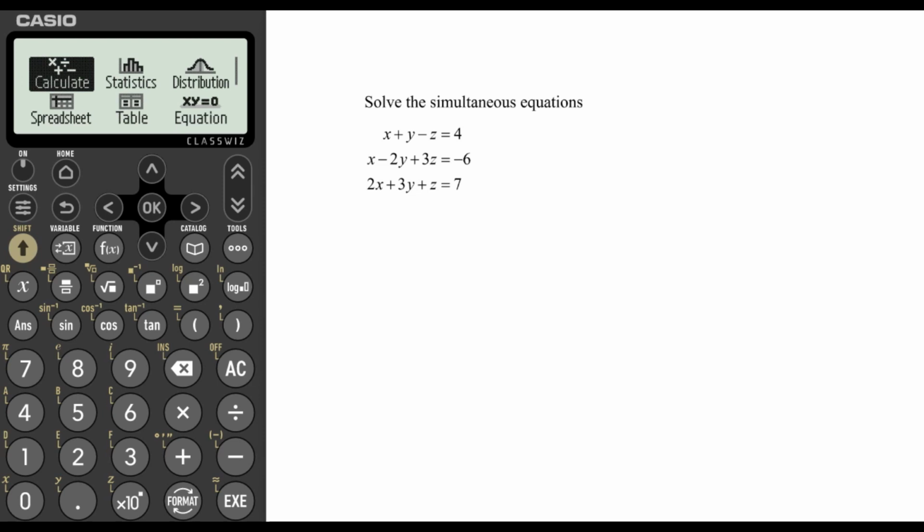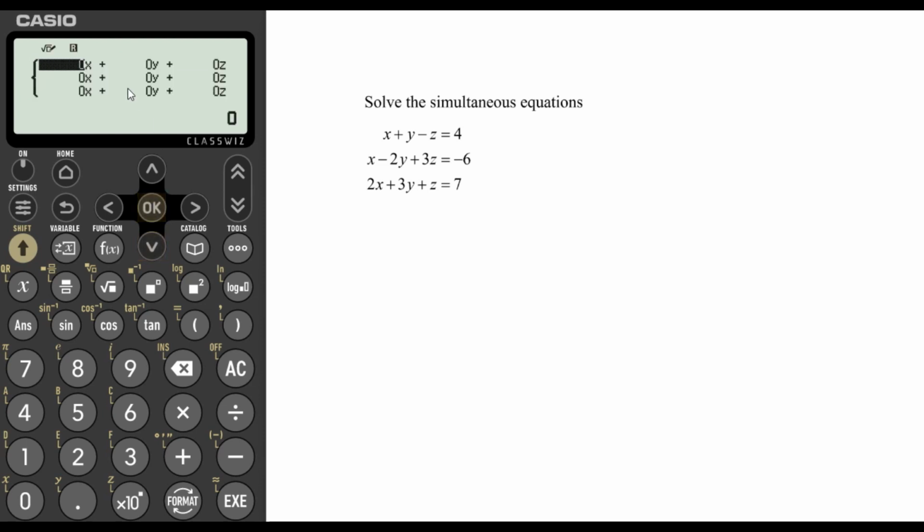We can use our calculator to solve simultaneous equations with 3 unknowns. In this example, we have to solve these simultaneous equations. X plus y subtract z equals 4, x subtract 2y plus 3z equals negative 6, 2x plus 3y plus z equals 7. Now from the main menu, scroll to the equation sub-menu. We have a simultaneous equation with 3 unknowns. We have 1x plus 1y subtract 1z equals 4.